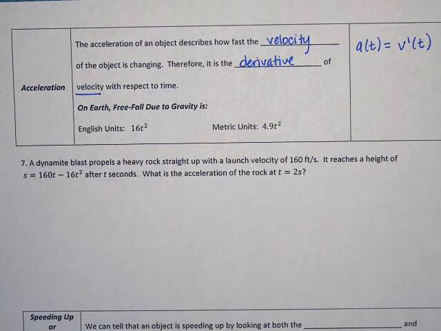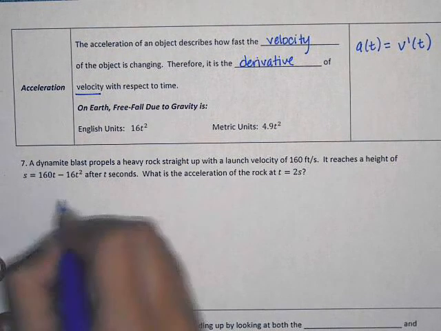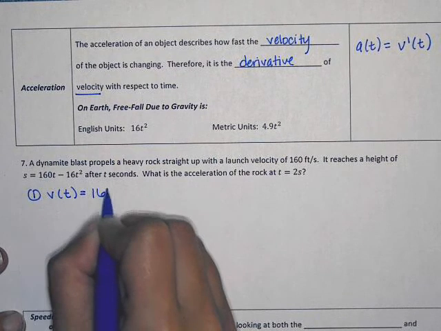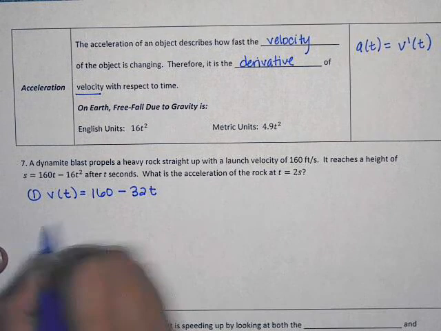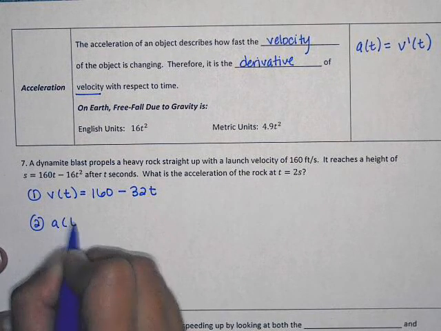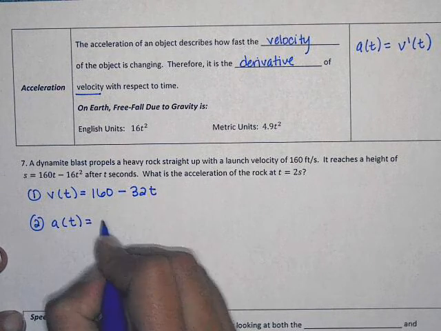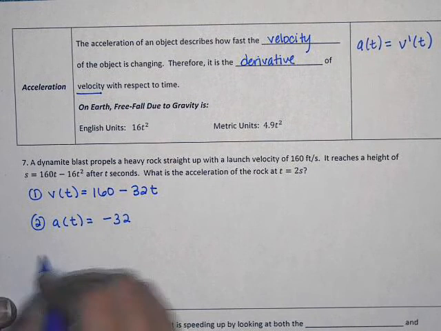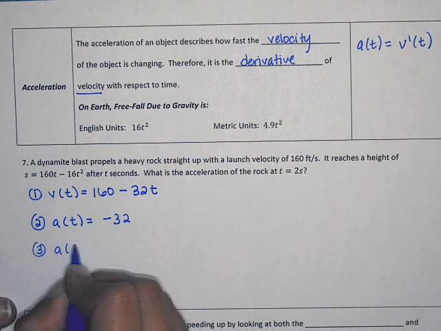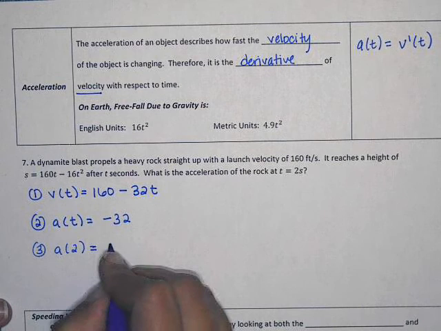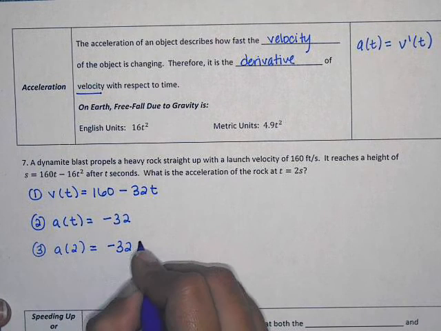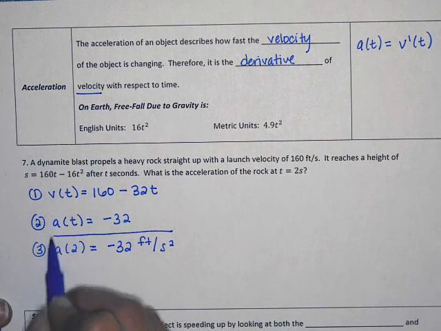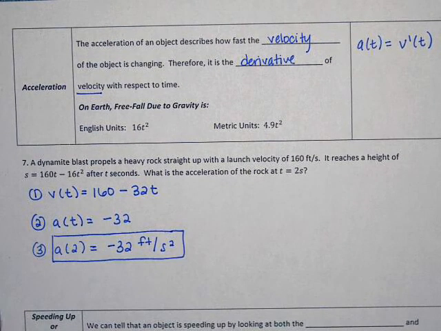So if I say in this same problem, what is the acceleration of the rock at t equals 2? First, I would find the velocity, which is just the derivative of position. Then I would find the acceleration function, which would be the second derivative. So do the derivative again. What is the acceleration at 2? Well, in this problem, since there's no place to plug in a number, the acceleration would just be negative 32. And we would say feet per second squared, because acceleration is always measured in per something squared.